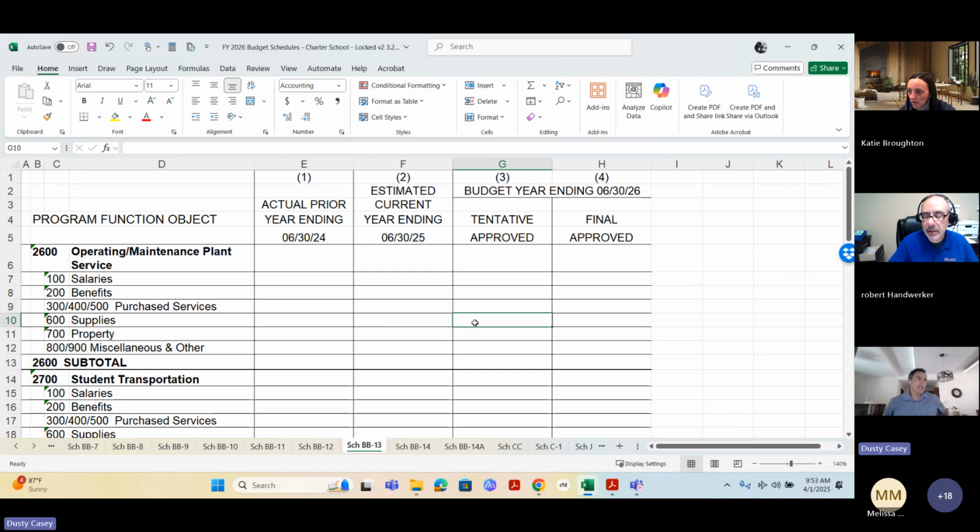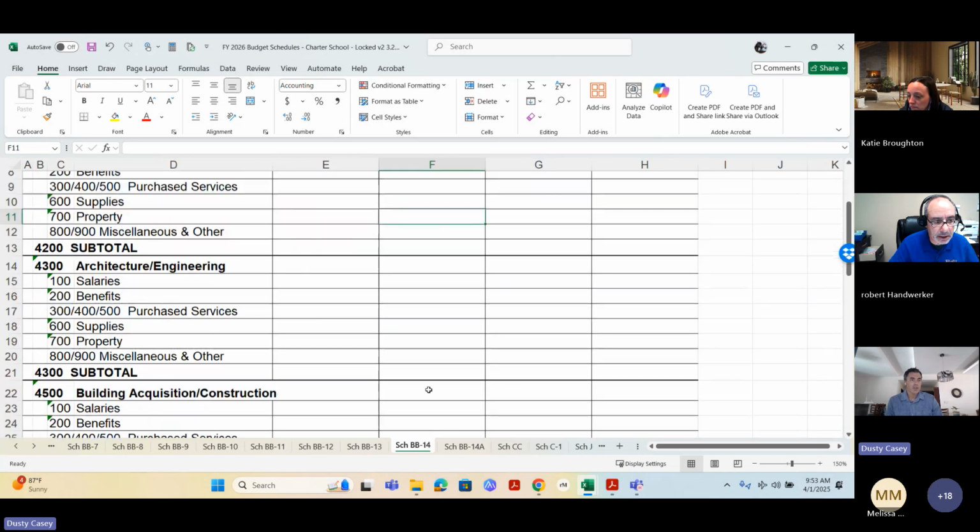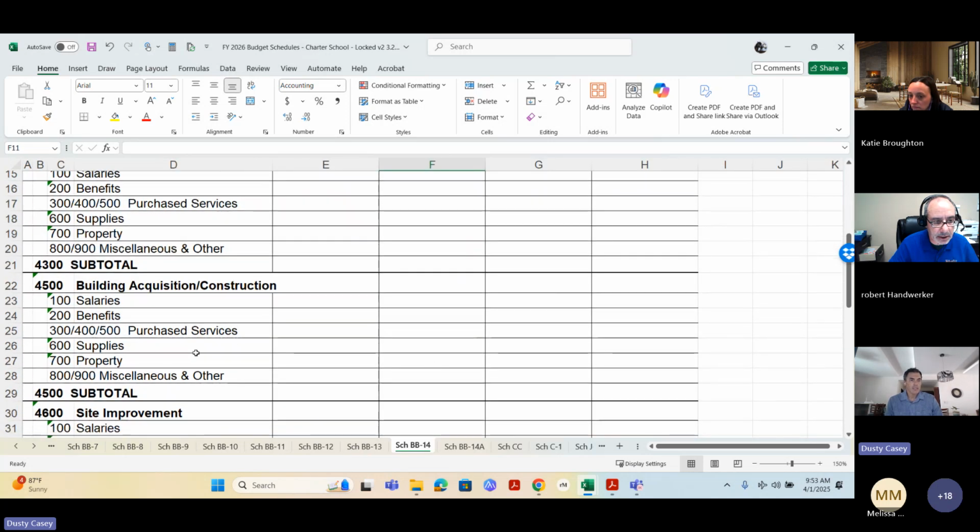I understand what you're saying, and it is complicated, but I do not believe so. If you purchased a building, of course, and you took out a loan, yes, the full purchase price of that building, let's say if it was $5 million, would go in building acquisition and construction.